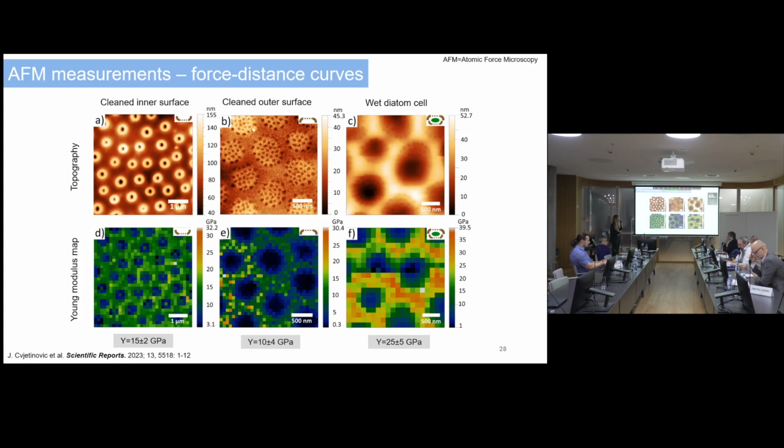First of all, it is because of the thickness. This inner layer is thicker than this outer surface layer. Also, it turns out that this layer serves as a foundation for building other porous layers during the last stages of frustule morphogenesis.